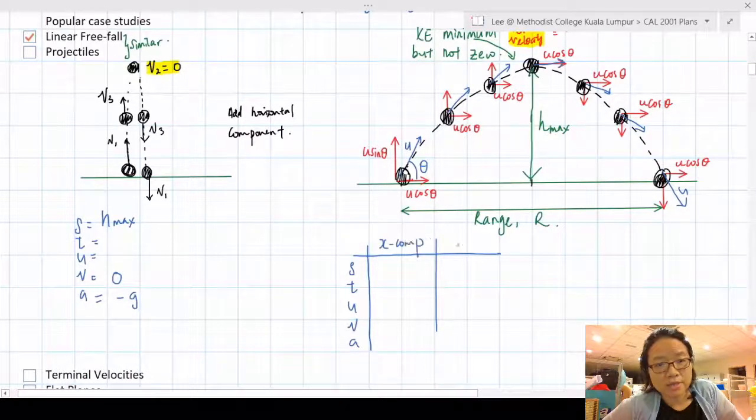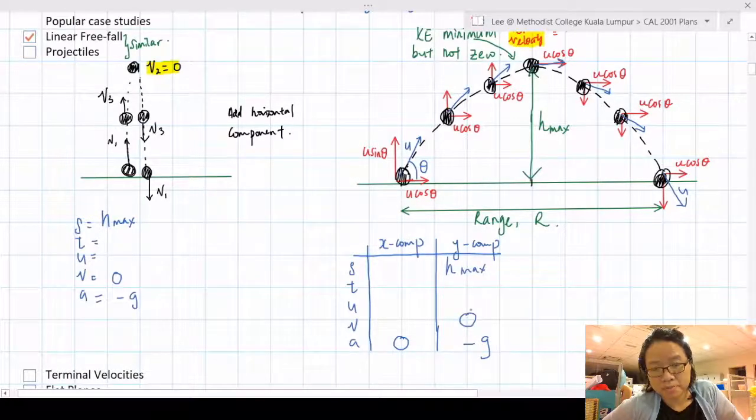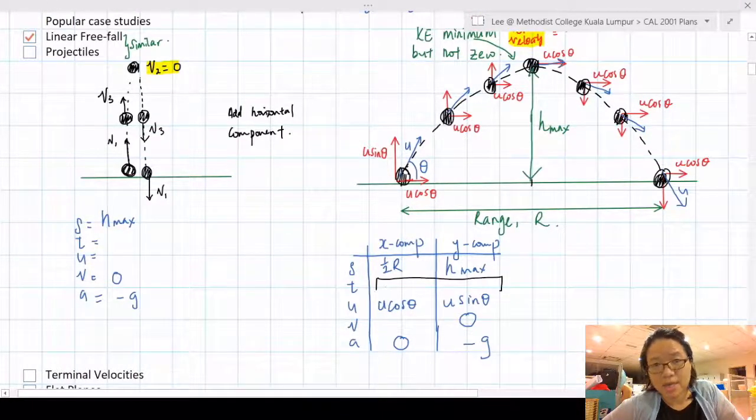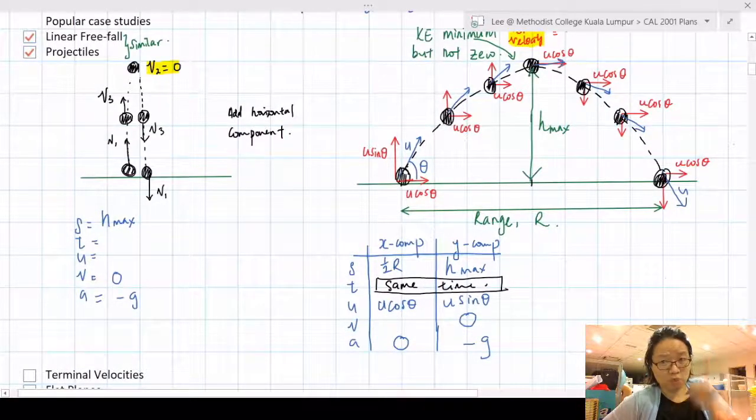If we do the SUVAT for the x component and the y component for your projectile here, the first thing you can fill in is acceleration. It's always the same. You notice that the y component is the same as its neighbor on the right. The only difference is the speed, because you resolved already: one will be u cos theta, one will be u sine theta. When you reach H max, you are at half the range, and the time is always the same because the ball is at the same place at the same time. You only have one ball, not 2 balls. It cannot be at 2 different places at the same time.